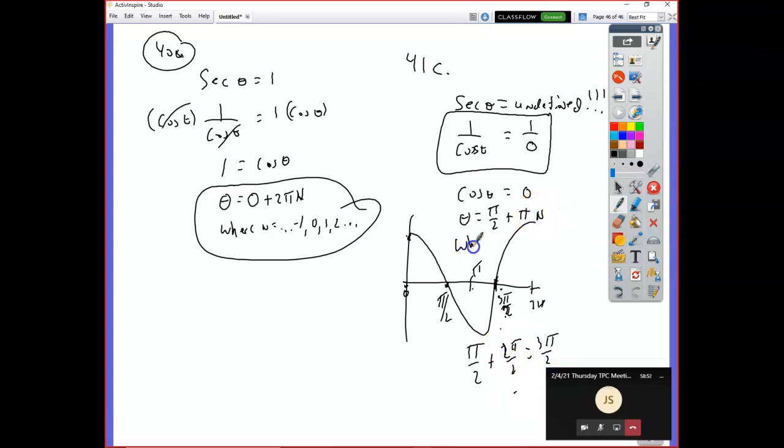And where n is equal to? -1, 0, 1. You type me the dot, dot, dot before it. Dot, dot, dot, -1, 0, 1, 2, dot, dot, dot. I know nobody ever says dot, dot, dot. Just make sure you write them down.